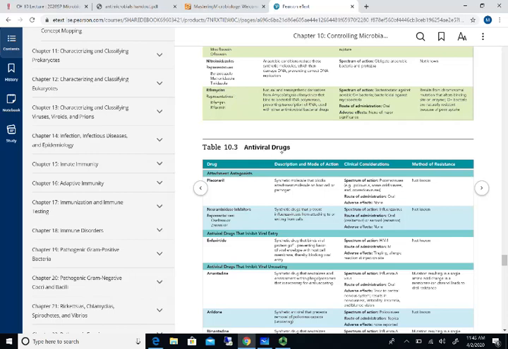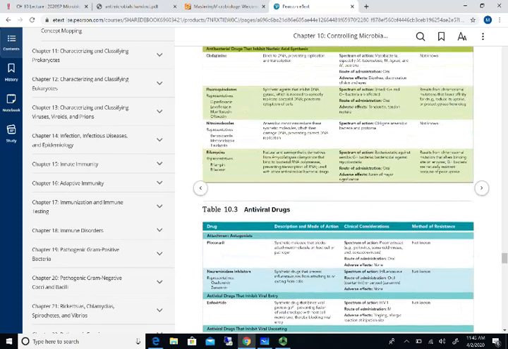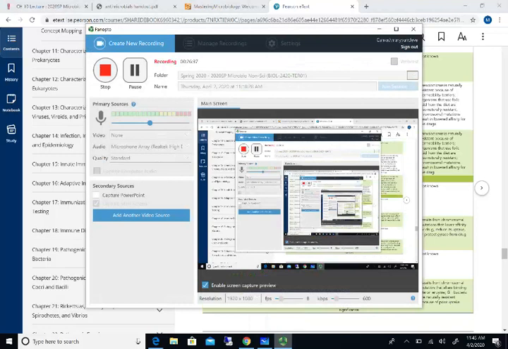Now, again, like I said, I'm not going to cover the antiviral drugs under this section. I cover that when we get to viruses and fungus. So we will not be worrying about the antiviral drugs at this point. All right, so I'm going to go ahead and stop with this section, and then we will cover the rest of it.